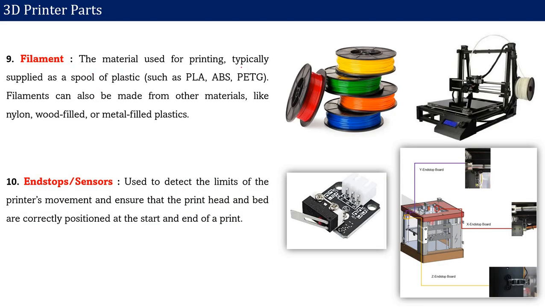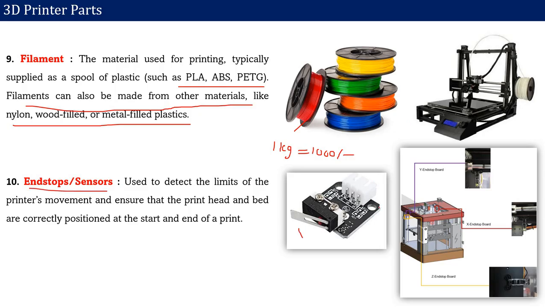Then we have the filaments, the material used for printing. It is available in various forms like PLA, polylactic acid, ABS, PETG. We will see the different types of materials in unit number 4. The filaments can be made from other materials like nylon, wood, and metal plastics. The filament comes in the form of a spool. One spool is of 1 kg, and the cost of this spool is about 1,000 rupees. Then we have the end stop and sensors. These are the end stops.